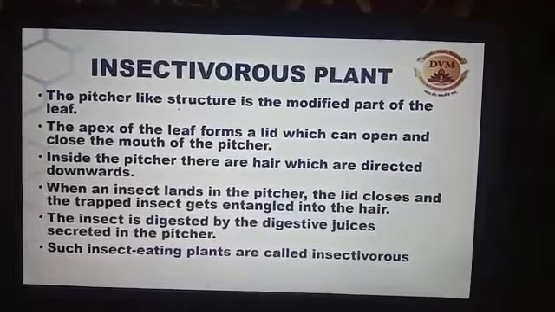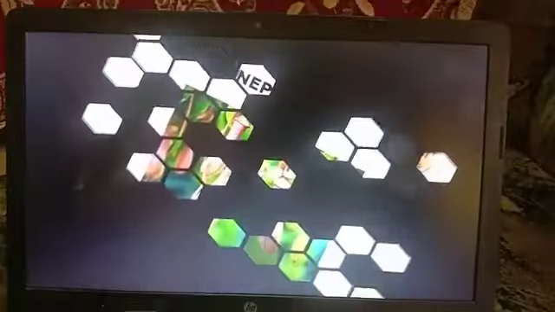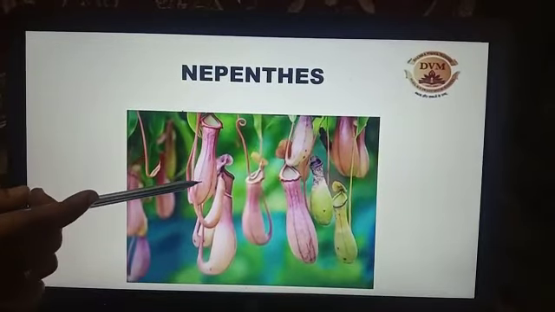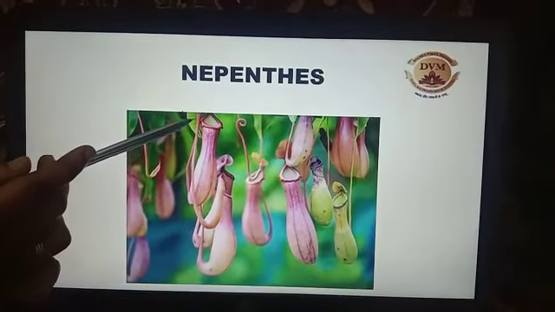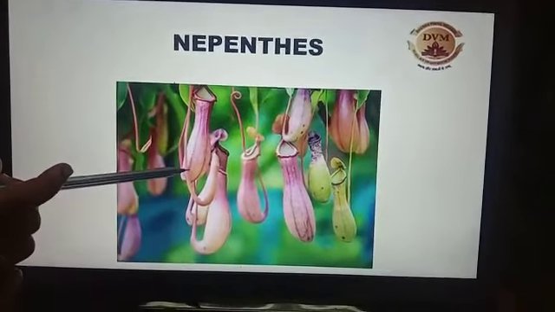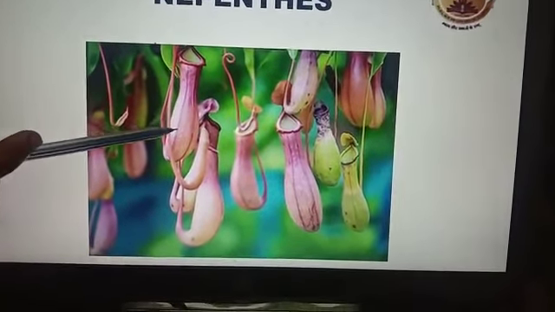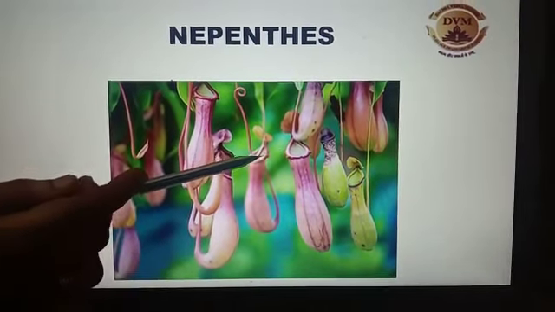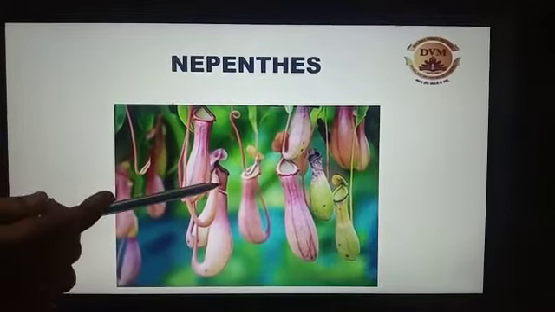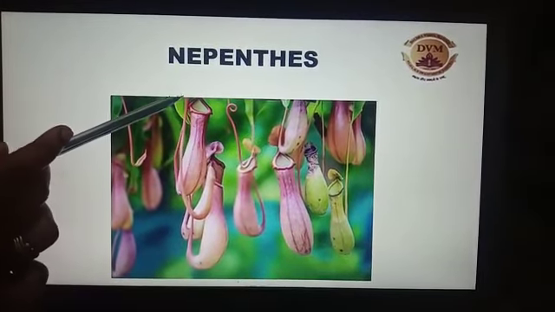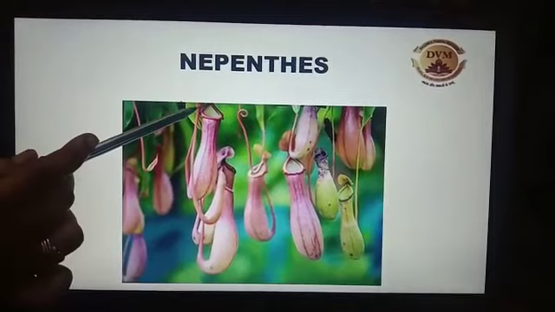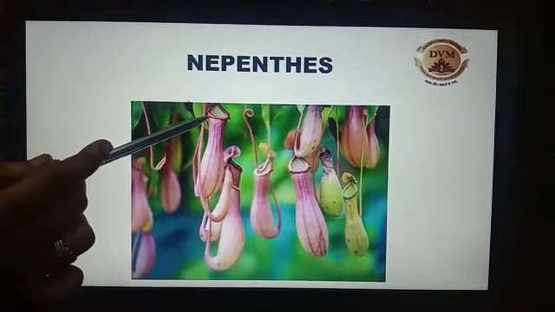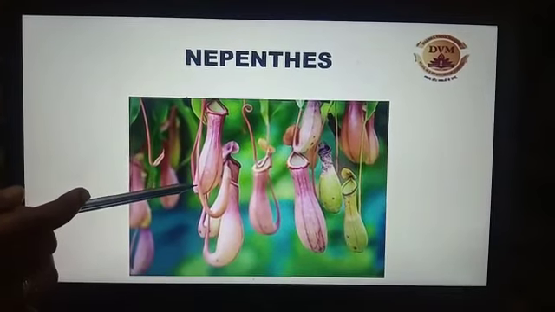See, I'll show the pitcher plant. See, this is the pitcher plant, Nepenthes. This is nothing but the modified part of the leaf. This pitcher-like structure is the modified part of the leaf. And here you can see an opening. It is a lid. And what happens? The insect will come and sit on the lid of the plant, and it will get inside this pitcher-like structure.